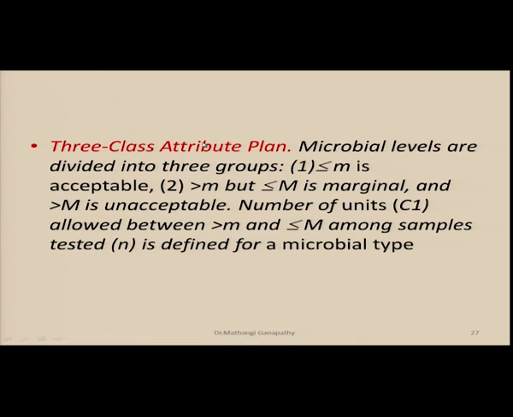The 3-class attribute plan. Here the microbial levels are divided into 3 groups. Less than or equal to m is acceptable, greater than m but less than or equal to capital M is marginal, and if it is greater than capital M it is unacceptable. So we have already fixed a value. Less than or equal to this, I will accept. Then I will put a threshold level in the upper margin. Anything between small m and capital M I will accept, but if it is beyond the value I have attributed as capital M, I will reject it.